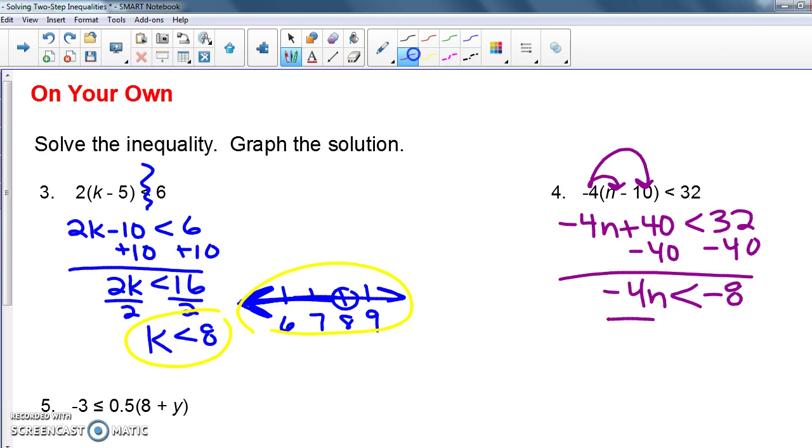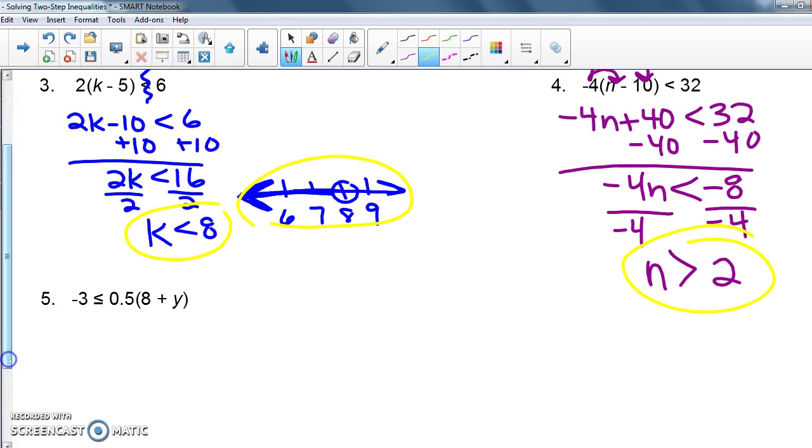And then I need to get rid of the negative 4, so I'll divide it away. Negative 8 divided by negative 4 is 2. Now since we divided by a negative, we have to flip the sign. So my answer is n is greater than 2. All right, and if I go ahead and graph that, it gets an open circle, and it goes to the right.